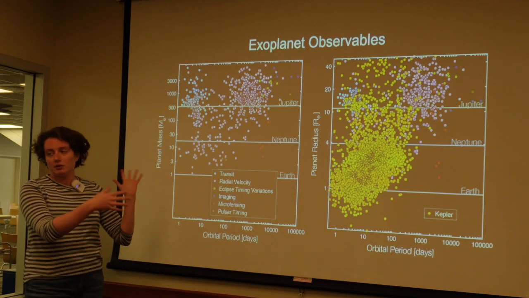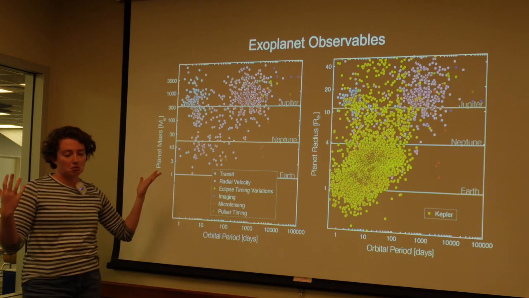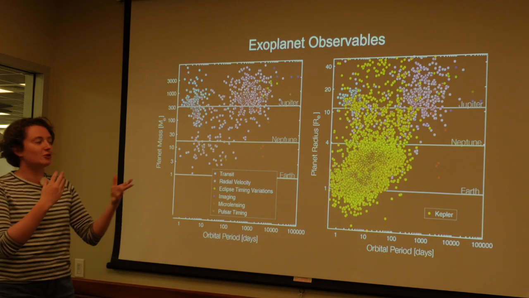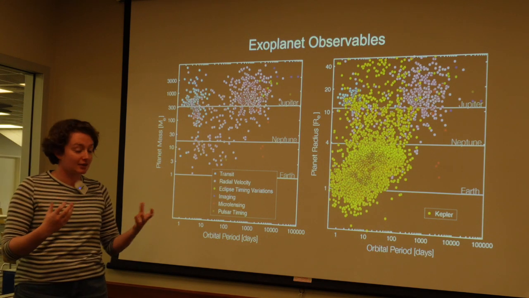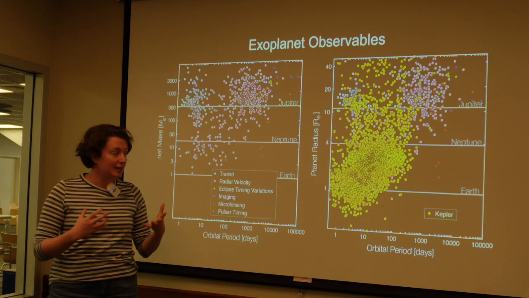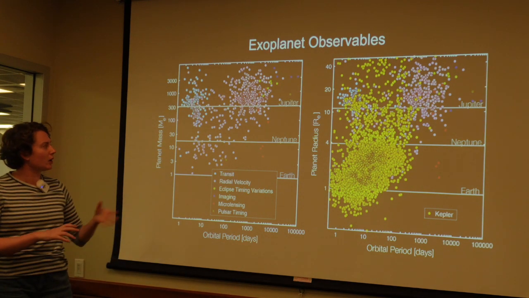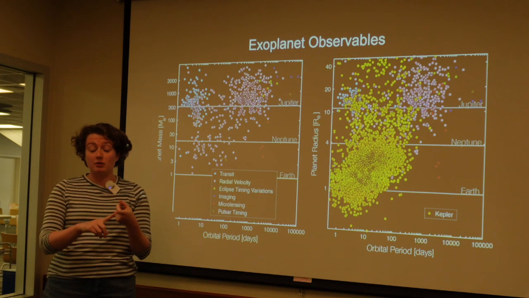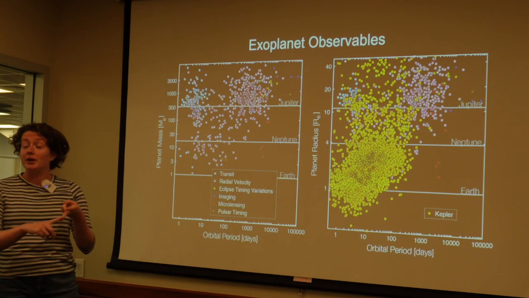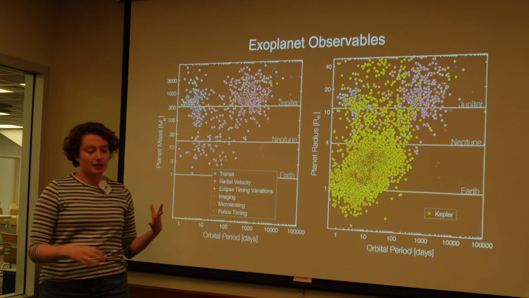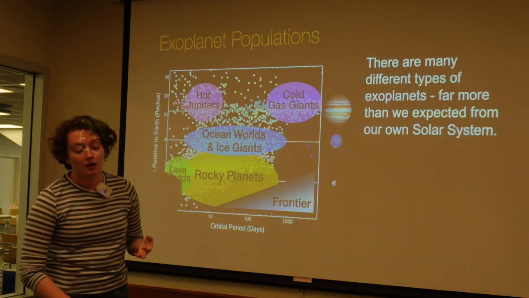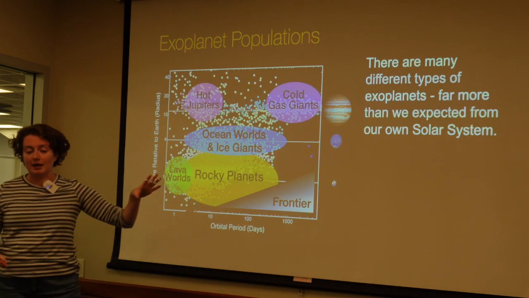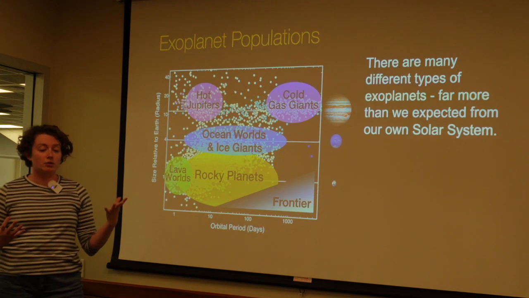But okay, now we have these huge populations. Great. Well, this is not just an exercise in counting planets. Now we can actually start to do really interesting things like looking at, well, okay, are these planets the sizes that we expected them to be based on our own solar system? Are they at orbital periods that we expected? And things like that. And what we actually find is that there are many different types of exoplanets, more than we expected given our own solar system.